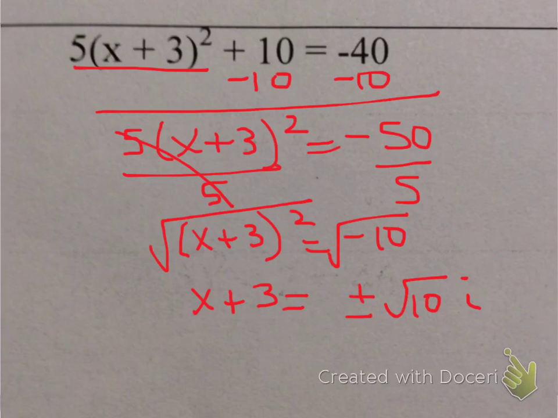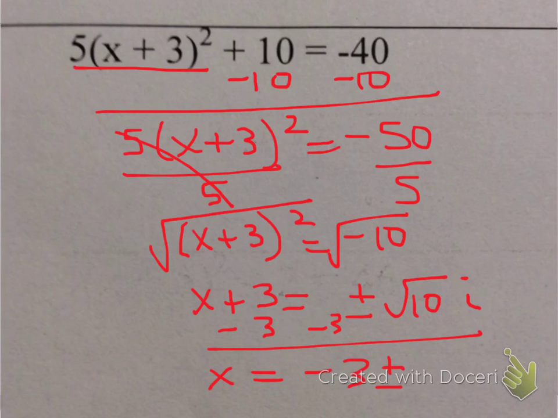And then the last step would be to subtract the 3 over to the other side. And I'm going to write my answer as negative 3 plus or minus the square root of 10 i.